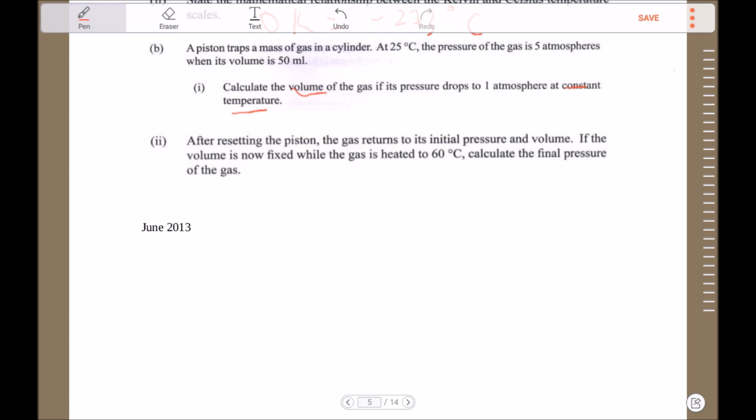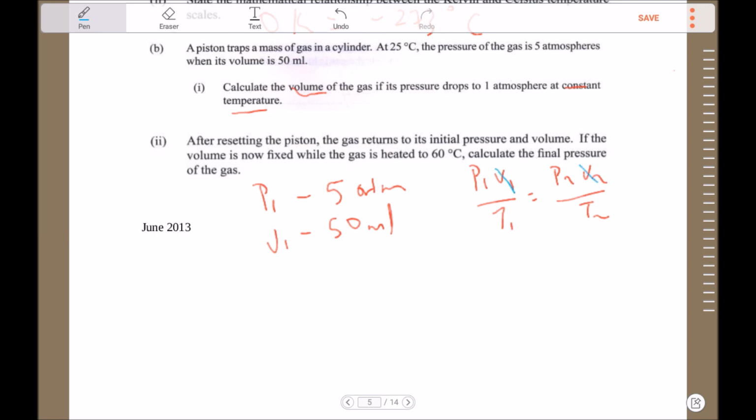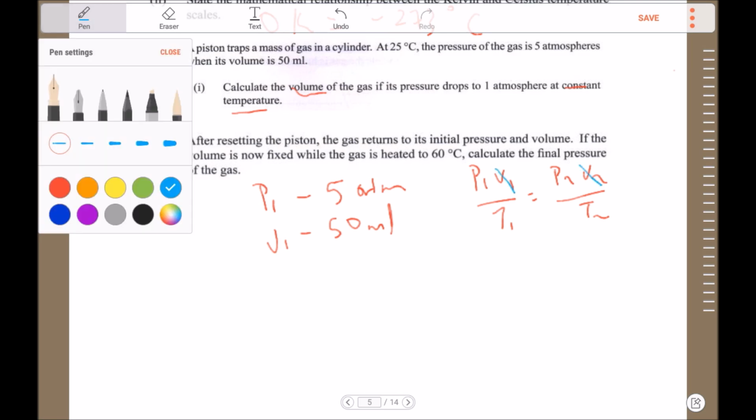After resetting the piston, the gas returns to its initial temperature, initial pressure and volume. So P1 is back to 5, V1 is back to 50. Alright, so now the volume is fixed. So in our formula, P1 V1 over T1 equals P2 V2 over T2, the volume is now fixed, so we don't use V1 or V2. So that's what our formula reduces to.